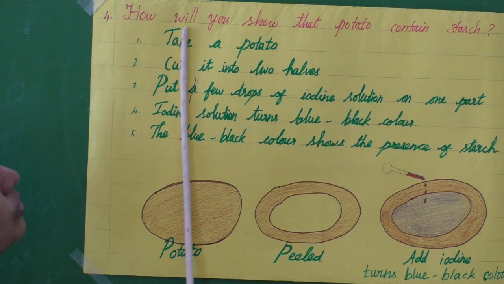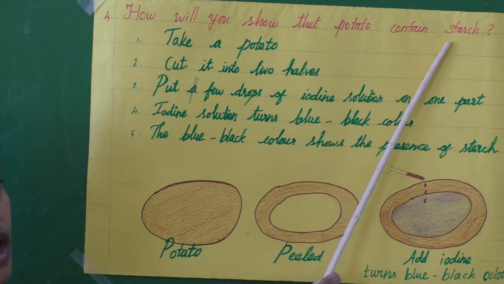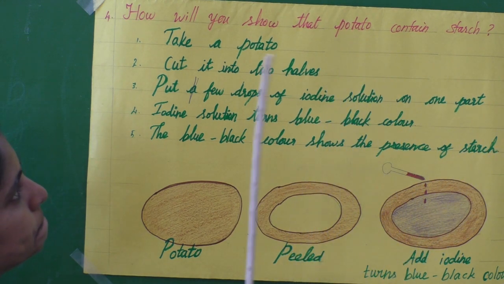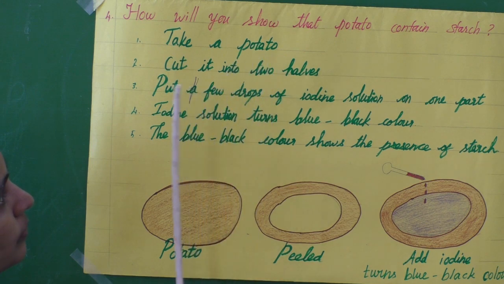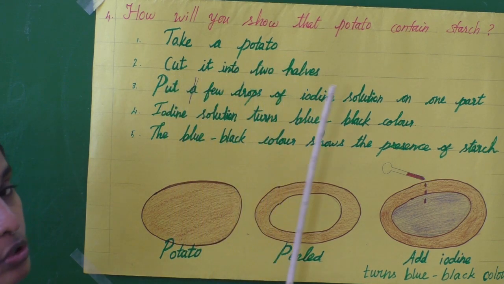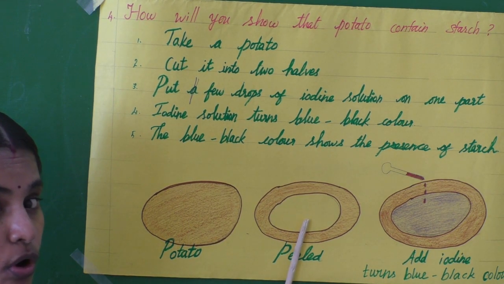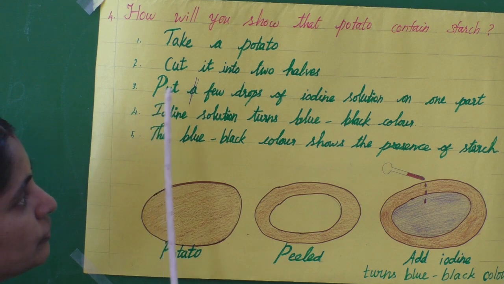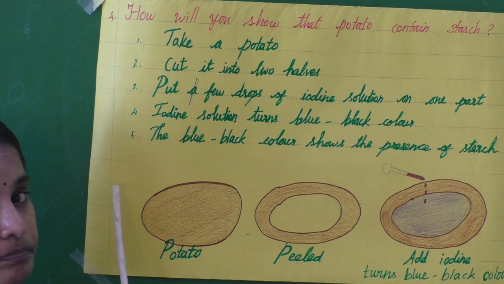How will you show that potato contains starch? Potato, urulaikizhangu. Okay, take a potato. See, first point, take a potato. Cut it into 2 halves. Have to cut the potato into 2 equal halves. Then put a few drops of iodine solution in one part.